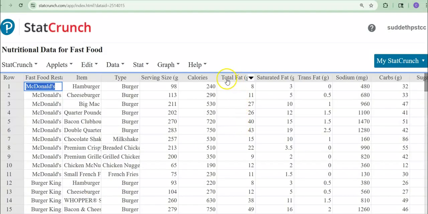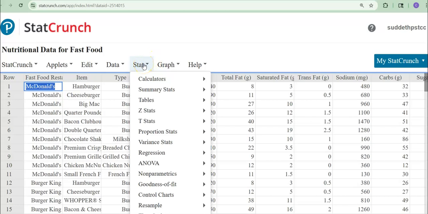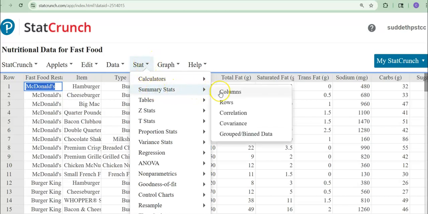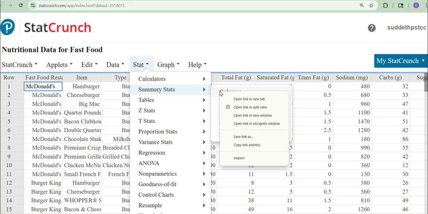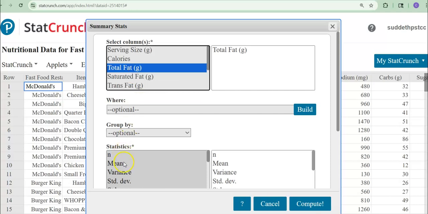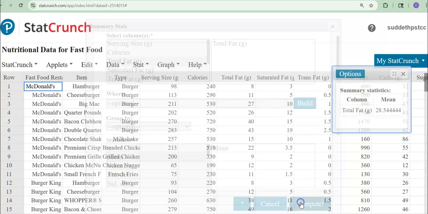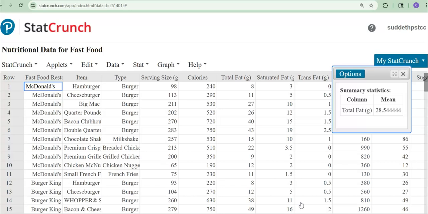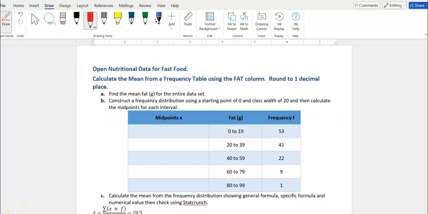Under the fat column, we're going to calculate the mean. So we're going to go to Stat, Summary Stats, and choose Columns. We're going to do the total fat, and we're going to just observe the mean, and hit Compute. So this answer is 28.5. So there's an average of 28.5 grams for all the items in this data set. Let's record it on our sheet. So the mean fat for the entire data set is 28.5 grams.